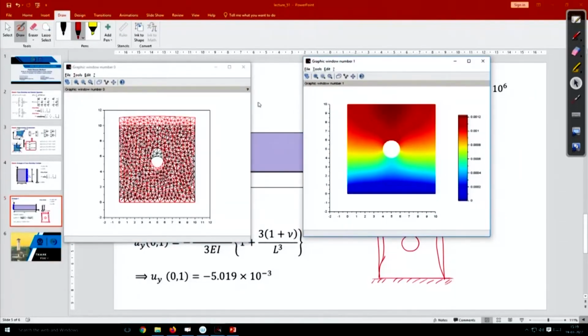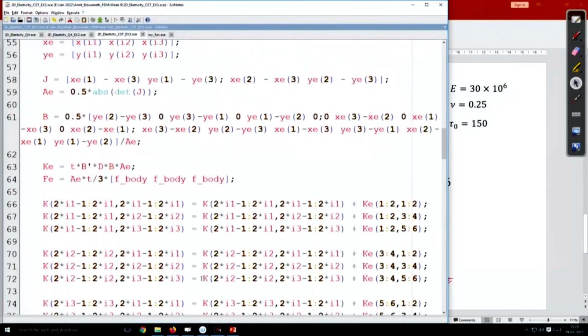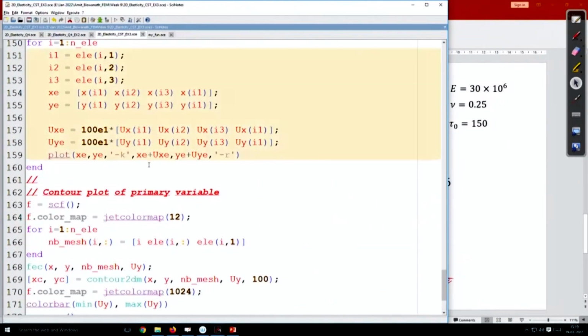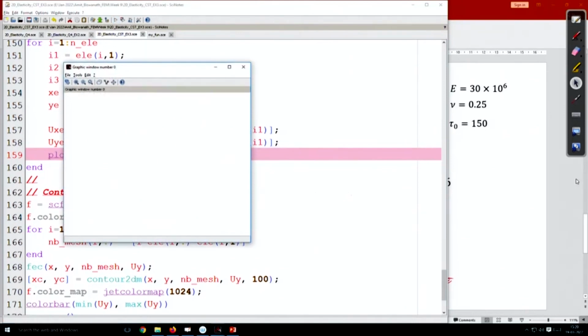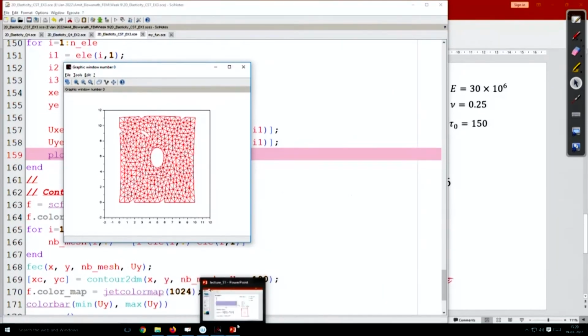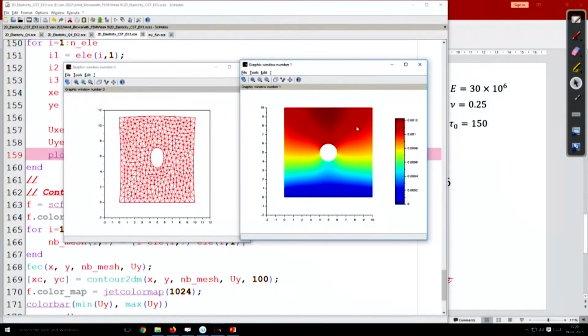Okay, so let us only plot the deformed shape, then probably it will be clear. So this is the initial configuration, and this is the deformed shape.